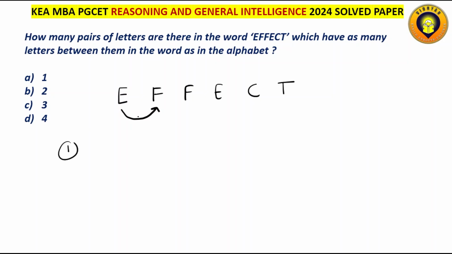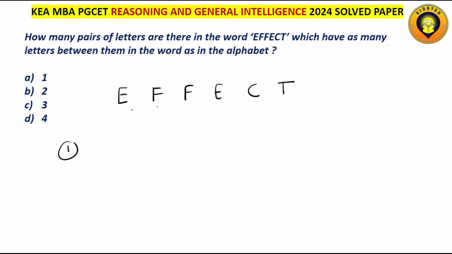After E, F, then it should be G, but here it is not G. Then it should be H according to the alphabet. Here it should be I, here it should be J. But only F is in the exact position. So one pair you got.